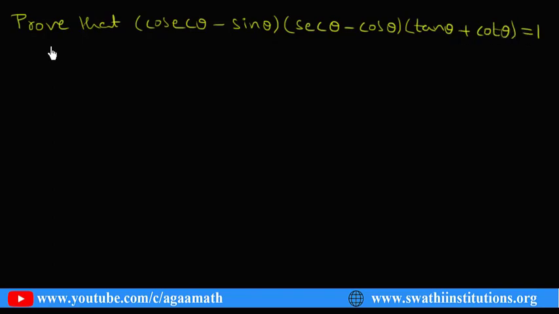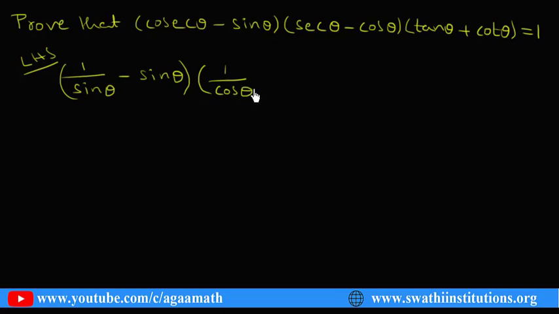So let me take the LHS from the given equation. So LHS is this one. Directly, what is the inverse of cosec? That is sine. So that is 1 by sin theta minus sin theta, and the inverse of secant is 1 by cos theta, minus cos theta.